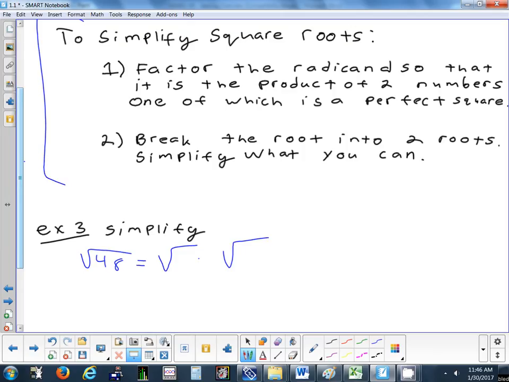Were you going to say something, Kelsey? I was going to say 12 times 4. Sure, you can do 12 times 4. That'll work. And then the square root of 4 is 2. But the only thing is, now I'm looking at 12. And I'm thinking, you can break up 12. How does the square root of 12 break up? Do you know? You can break it up as 3 times 4.